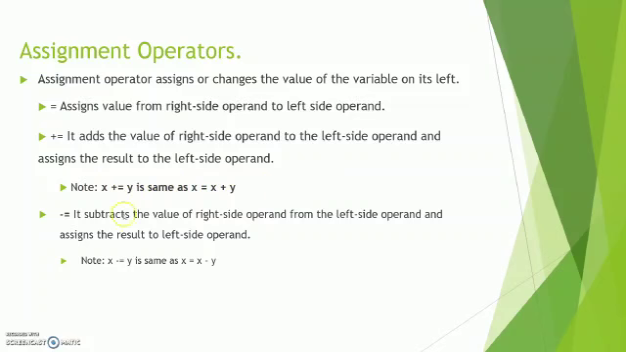Now minus and equal to. The minus is the opposite, it is done the same way, only that this is done in subtraction. It subtracts the value of the right side operand from the left side operand and assigns the value to the left side operand. x minus equal to y is the same as x is equal to x minus y. So if we have x minus y here, 4 minus 2, for example, is equal to 2. So the value of x here will be 2. So the assignment operator assigns or changes the value of the variable on its left side only. It does not change the value on the right side.